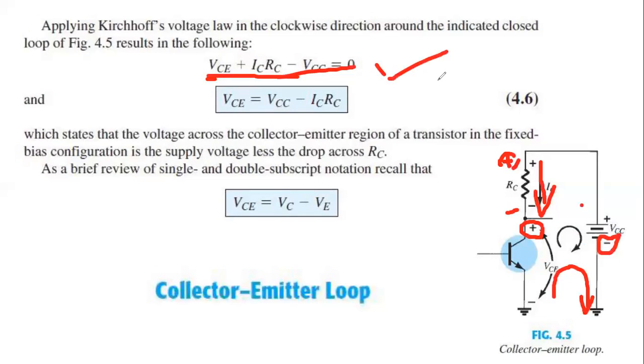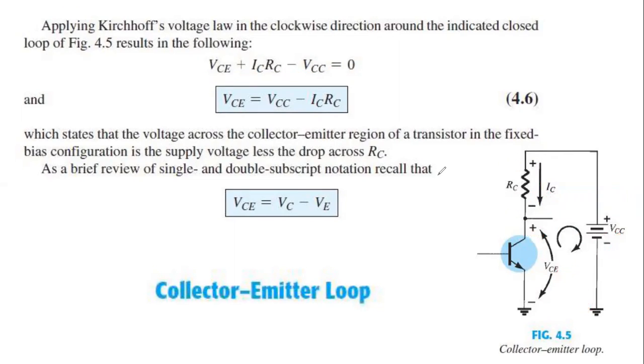So we take the KVL, and finally we need to find out the output voltage. The output voltage is basically the VCE, the voltage between the collector and emitter. So we take VCE on one side, and the other side VCC minus IC RC. Here VCC will be given. IC current we can easily find out from beta IB, and RC is also given, so we can easily find out the output voltage VCE.